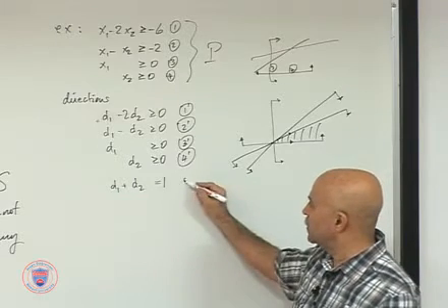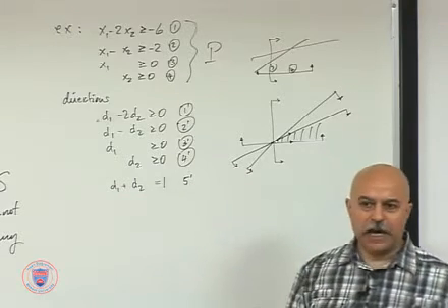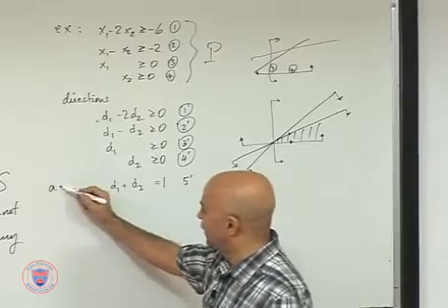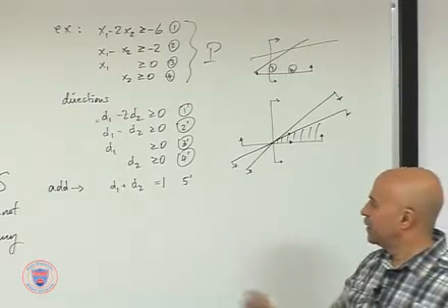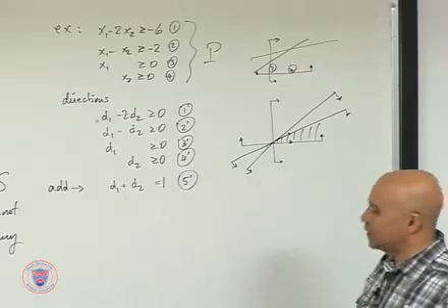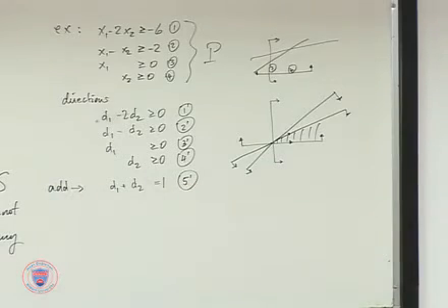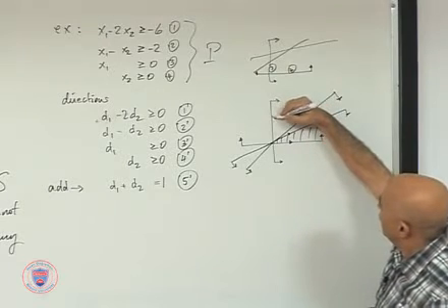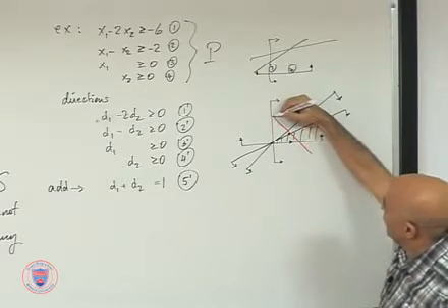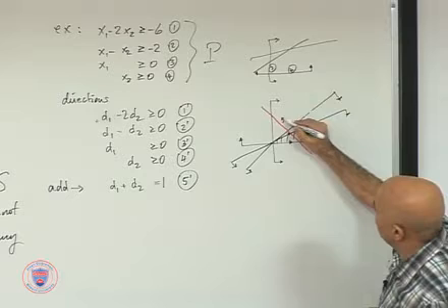Okay? So this is new. I'm just adding it. So add. That's the normalization constraint. Okay? And the effect of that is it just slices through the feasible region like that. That's the new constraint.